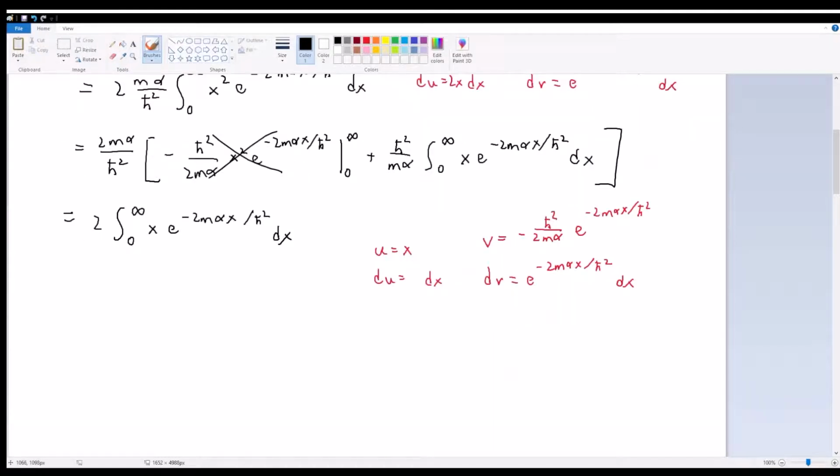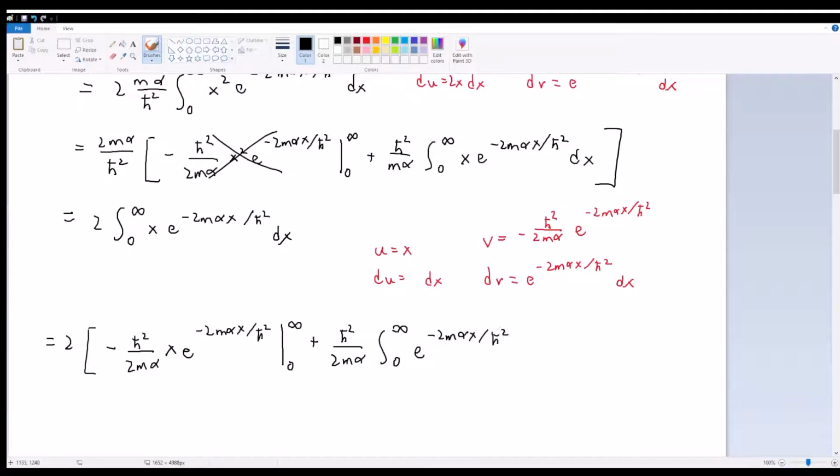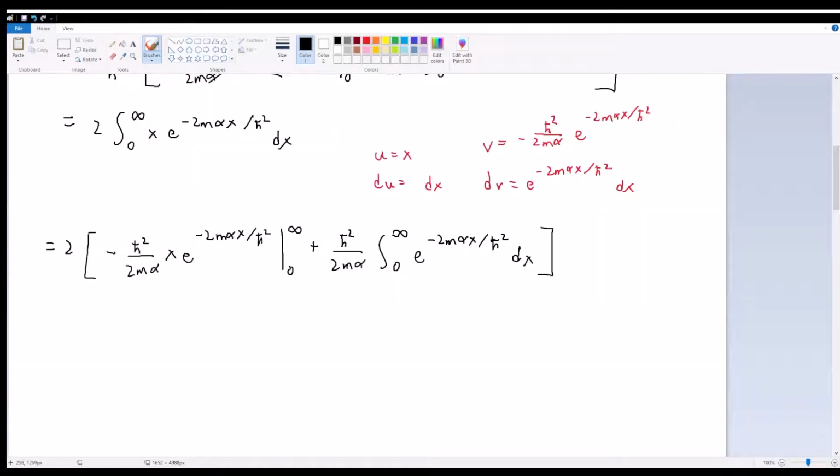From this point, if we substitute this in, then we have 2, and then uv, which is negative h bar squared over 2m alpha times x e to the negative 2m alpha x divided by h bar squared, evaluated from 0 to infinity, minus integral v du. This is going to be plus h bar squared over 2m alpha times the integral from 0 to infinity of e to the negative 2m alpha x divided by h bar squared dx. Same thing for the reason above. This boundary term is just going to go to 0 because x goes to 0 at 0 and the exponential goes to 0 at infinity.